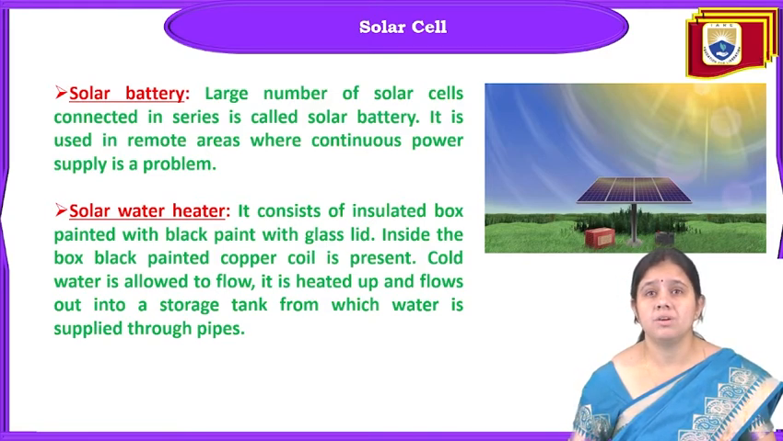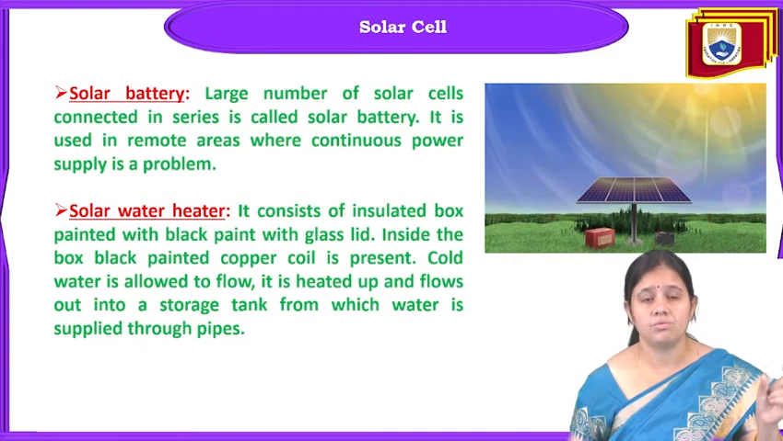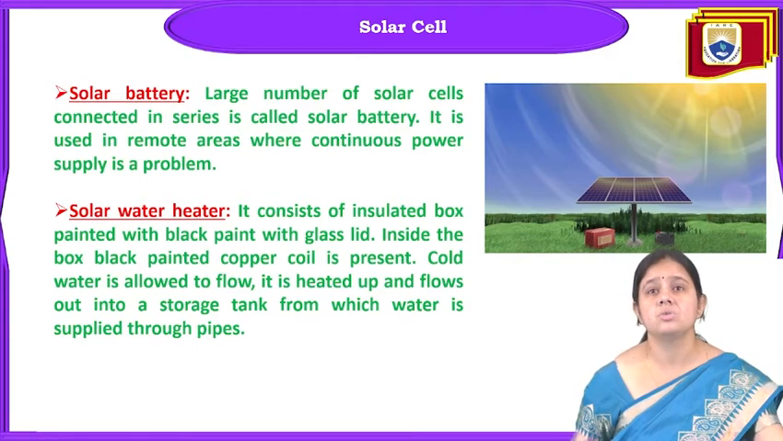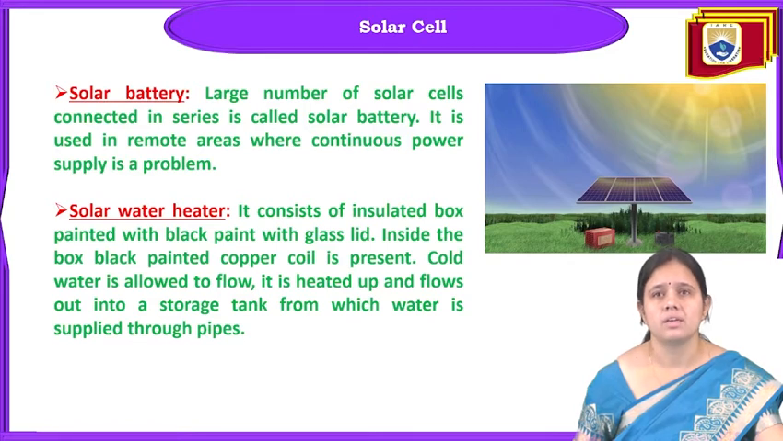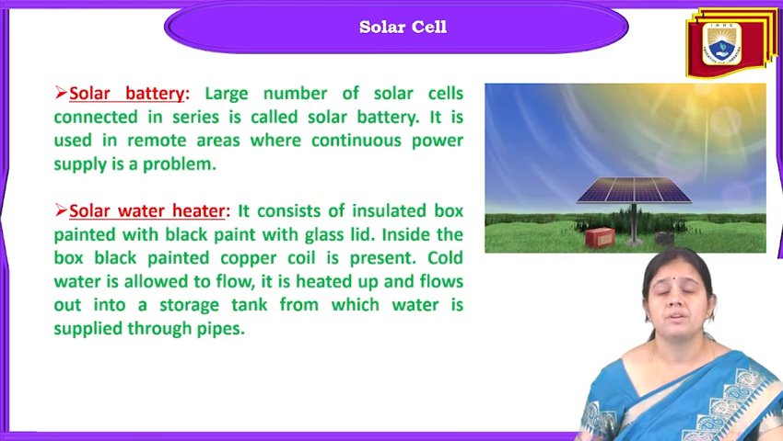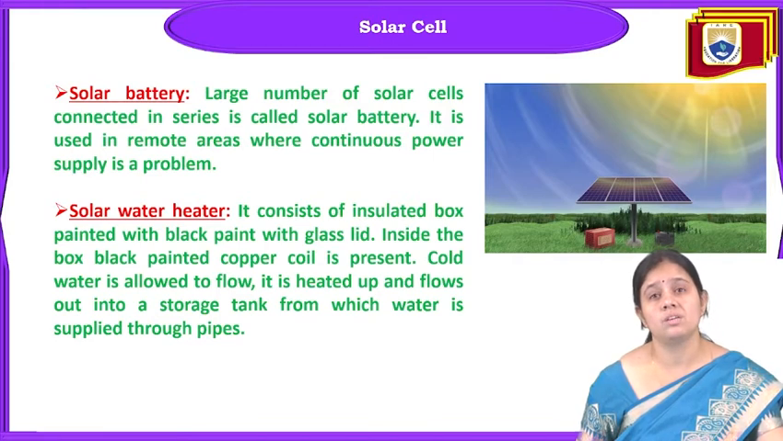So, a large number of solar cells connected in series form a solar battery, and it is used in remote areas where continuous power supply is not there. In the form of solar cells in batteries, we can utilize solar energy for those places which are remote from the city and where no electricity is there. So we can use solar batteries for those places.